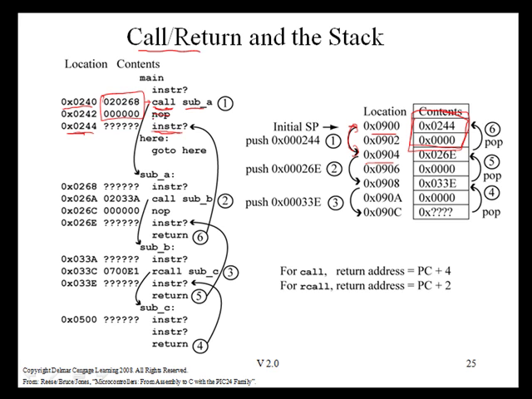Once that push of the return address 244 into the stack is done, we're then going to jump to subroutine A. Once we reach subroutine A, we begin execution. At this point, recall that our stack pointer is now pointing at 904. Here we're going to do a call to subroutine B. Same as before, the first thing that's going to happen is that we're going to push the return address for this call onto the stack. The return address for this call is the address for this instruction, which is going to be 026E. So this is going to be pushed right here as these two words, 026E, onto the stack, and our stack pointer is going to be incremented to 908.